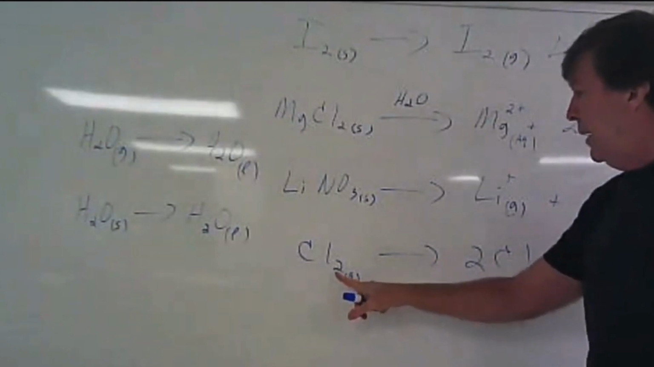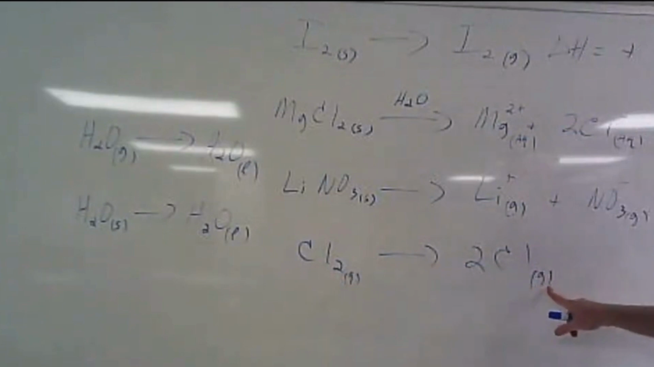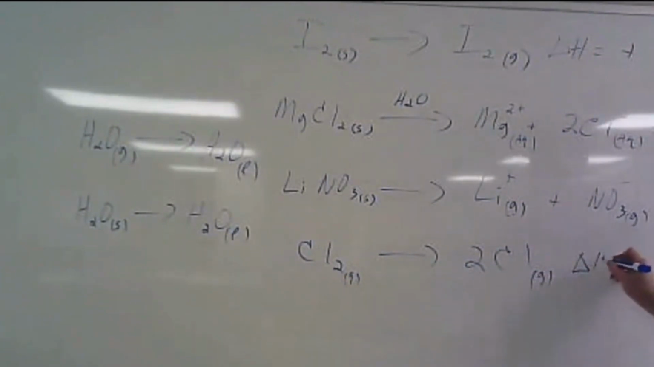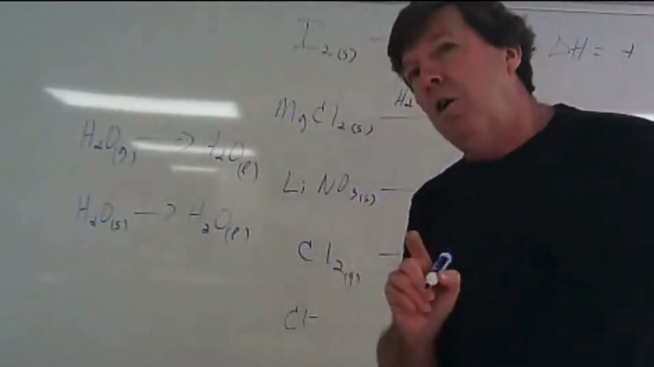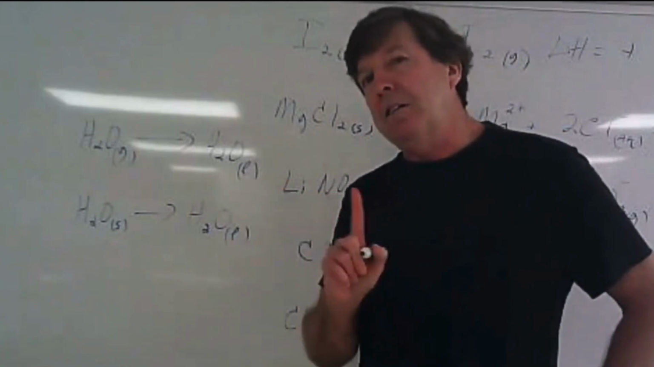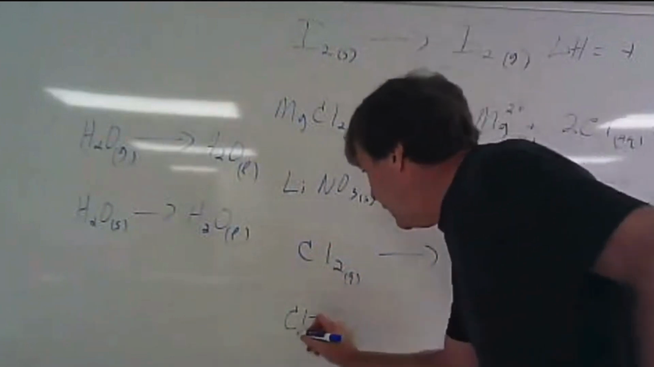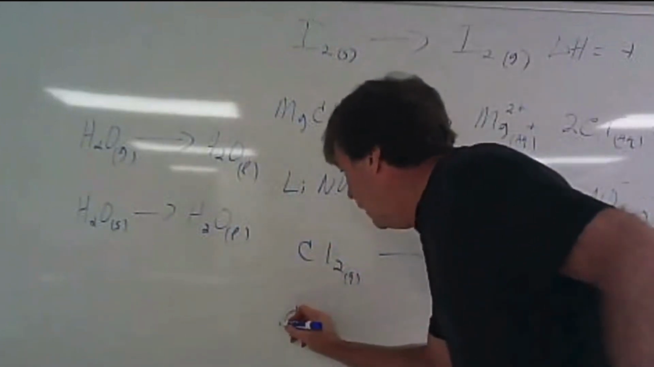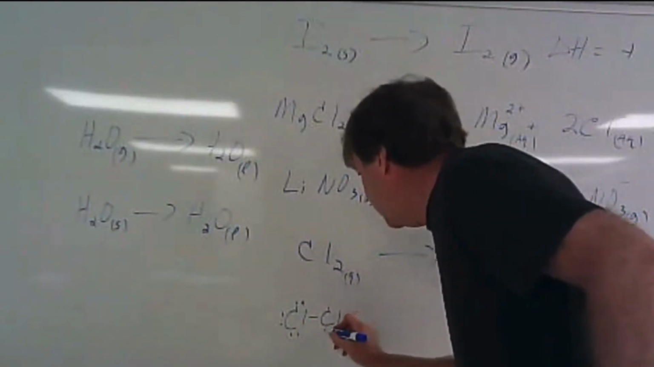Chlorine gas goes to 2 chlorine gas atoms. What is the enthalpy sign value for this process? Positive. It's positive. Let me just show you this. I'm assuming you got to Lewis structures last year before COVID. If we were looking at the Lewis structure, which shows the lone pairs of electrons, we'd have something like this.